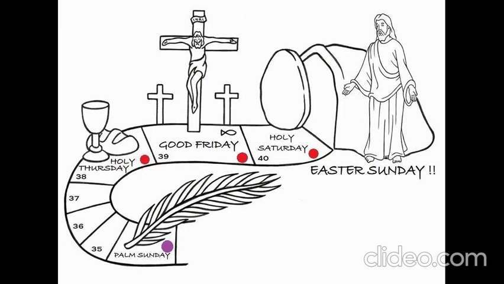Let's look at the road map again. We'll look only at the days from Palm Sunday onward. After Palm Sunday, it's day 35, then day 36, and day 37. On day 38, you see a chalice, a cup, and the words Holy Thursday. Just a few days after Jesus arrived in Jerusalem, Jesus gathered with his disciples, the 12 apostles, for a Passover meal.